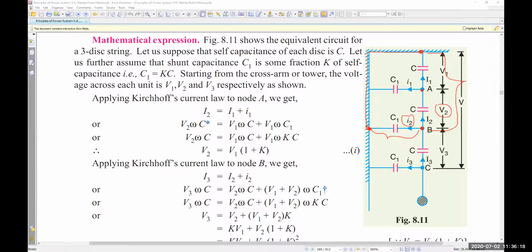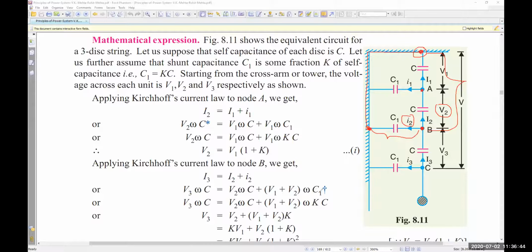So see, this point and this point are the same. So measuring this voltage means measuring this voltage, right? Yes, sir. So what is this voltage? V1 plus V2. Exactly, V1 plus V2. So that's why they have written (V1 plus V2) omega C1. Okay, sir.